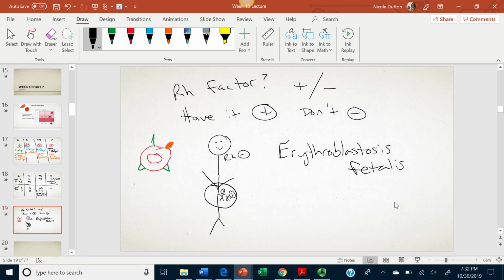So whether it's the first, second, or 27th pregnancy, they give mothers that are Rh negative these RhoGAM shots. And the RhoGAM shots prevent the mother from developing the Rh antibody so that the baby is safe during the pregnancy.